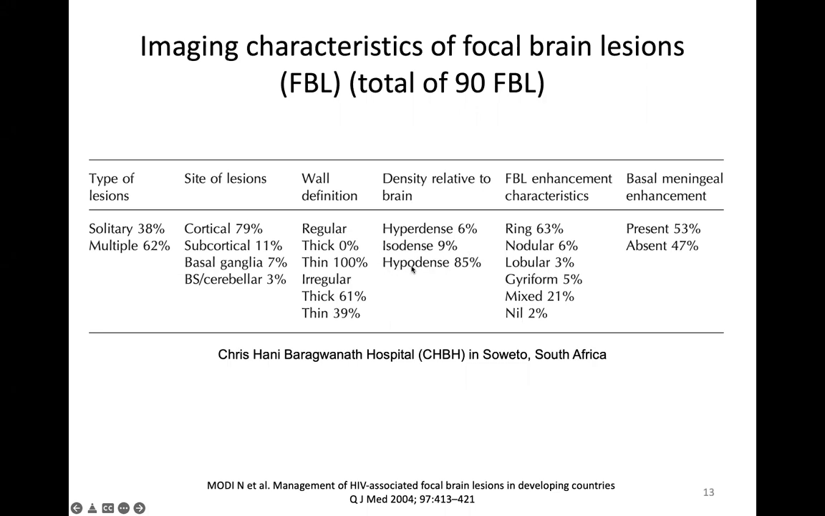Most lesions were hypodense. That means they looked a bit darker than the brain itself, and 63% were ring enhancing lesions, right? Ring enhancing lesions that are dark for some reason. I think I'll ask Dr. Tebe to comment on this. And you can see as well, meningeal enhancement was only positive in around 53% of these cases. Usually meningeal enhancement goes together with TB because it has something to do with exaggerated inflammation, which you don't get with conditions like crypto.